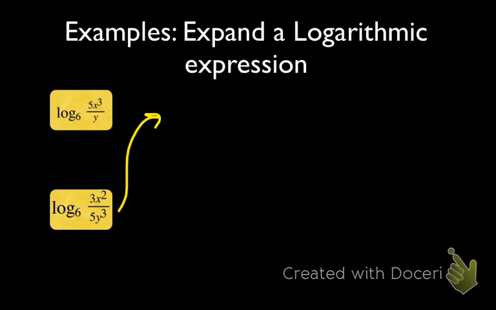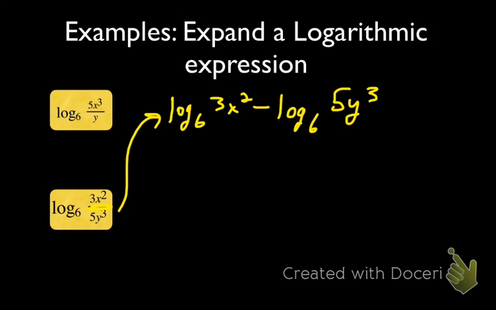What I'm going to do on the second one is break it up using that division property, or the quotient property, because I'm dividing. So this will be log base 6 of 3x squared minus the log base 6 of 5y cubed.